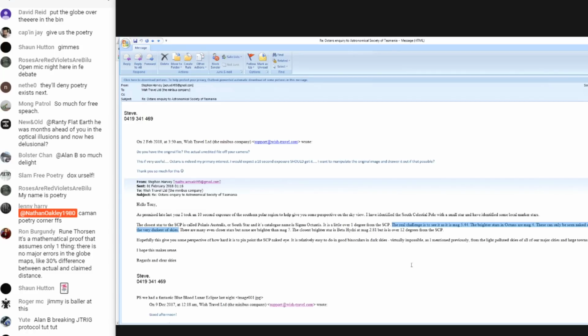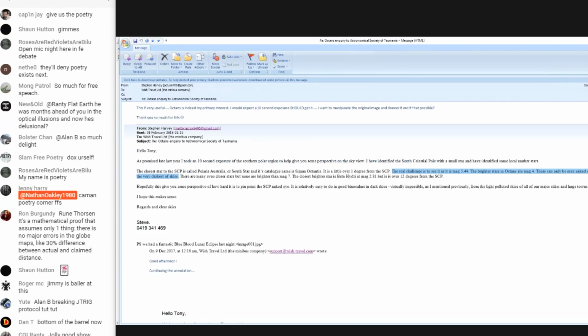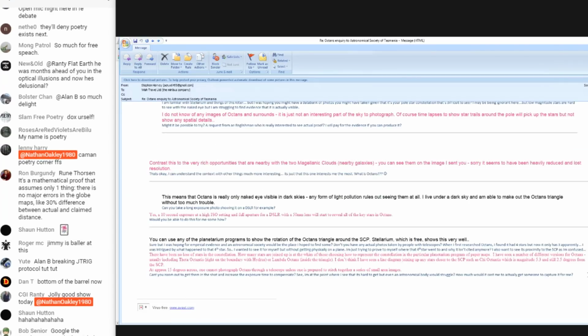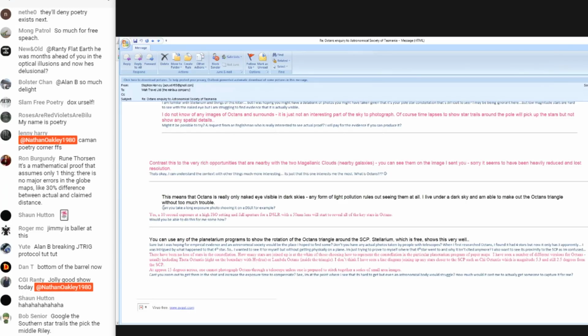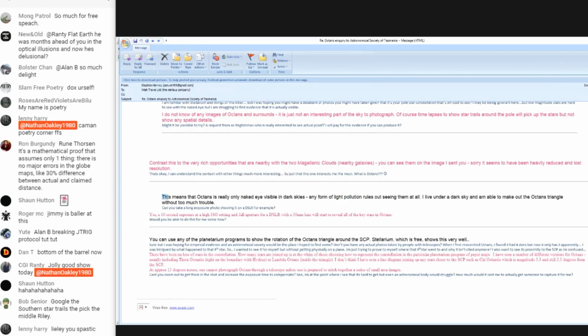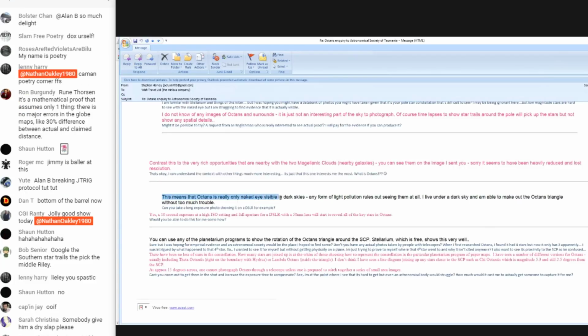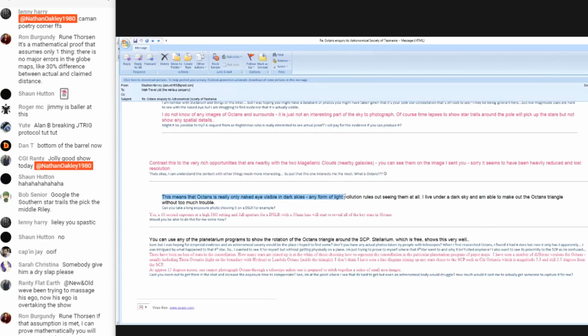Right, but then when it comes to the point where he claims that he can capture it, he tells us in the email right down at the bottom. He says, this means that Octans is really only naked eye visible in the darkest of skies. Exactly, really only naked eye visible in the darkest skies.